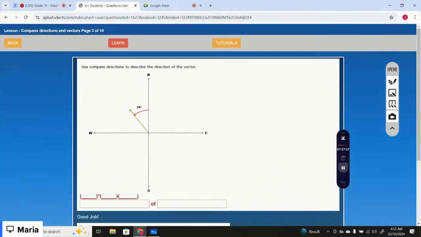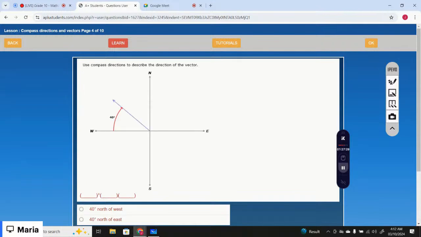Let's move on to the next one. Use compass direction to describe the direction of the vector. So the vector is from west to north. So that is 40 degrees north of west. The correct option is 40 degrees north of west because that is between north and west. Okay, you can complete the lesson by yourself later today. Let me just move on to the next lesson.